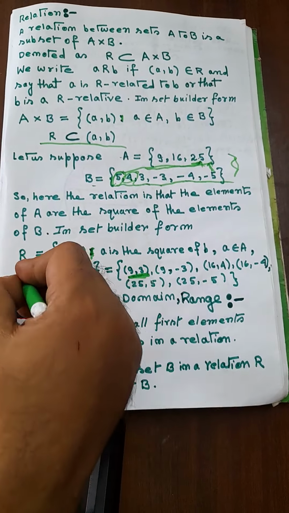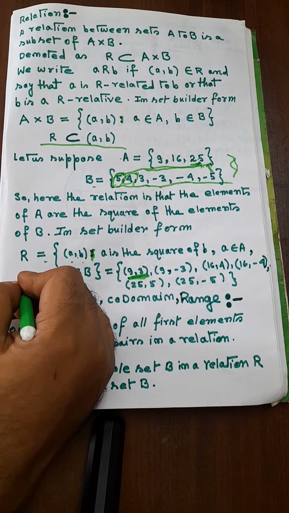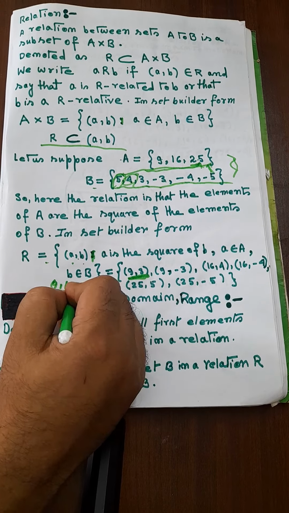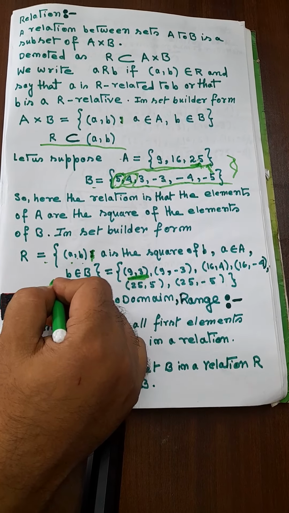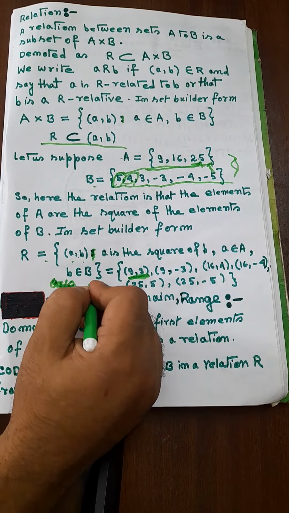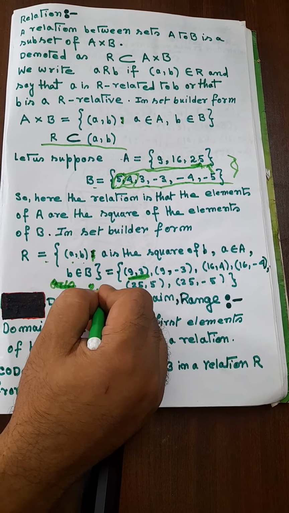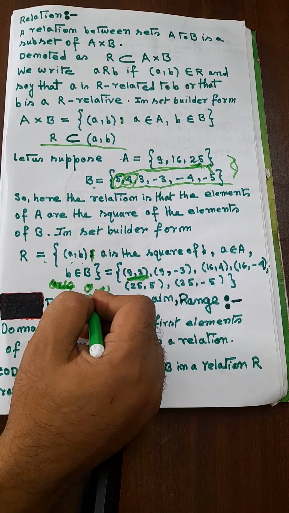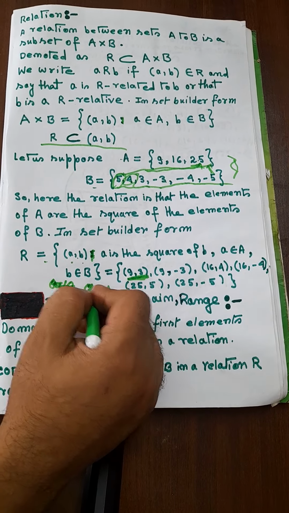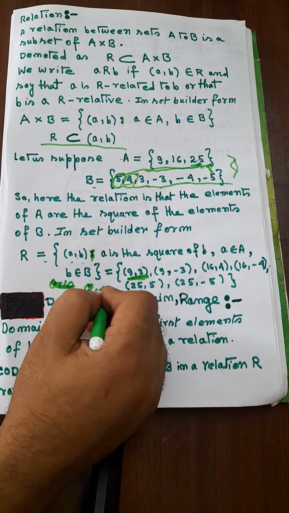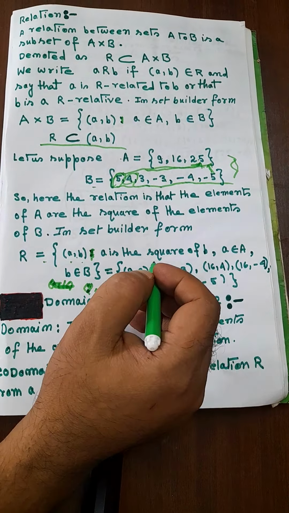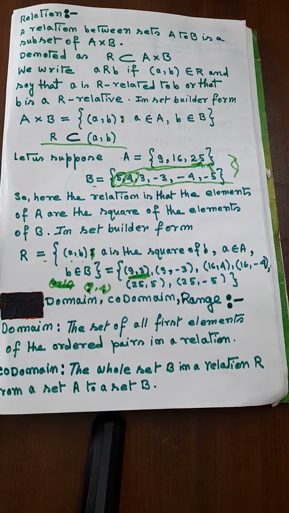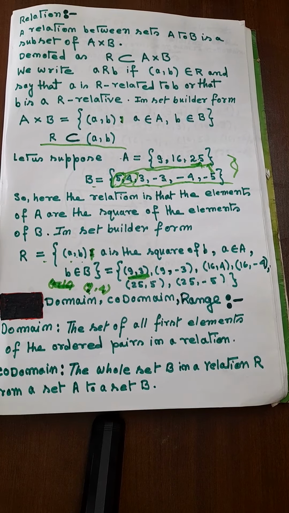For the Cartesian product, 9 and 16 can be an ordered pair. For the Cartesian product, 9 and 4 can be an ordered pair. But for the relation we cannot write 9 and 4, because there is no relation between 9 and 4. The relation exists as a square, right? So when we write the relation, we have to build the ordered pairs in such a way that there is a relation.